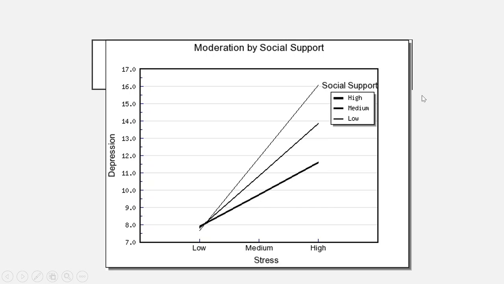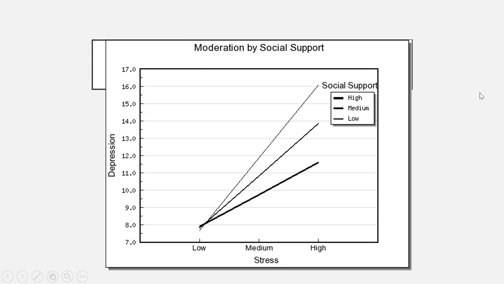This would be a type of a moderation that we could call buffering. For people who have high social support, the effect of stress on depression is just a little bit reduced. You have a buffer whereby maybe you have an easier time dealing with stress.